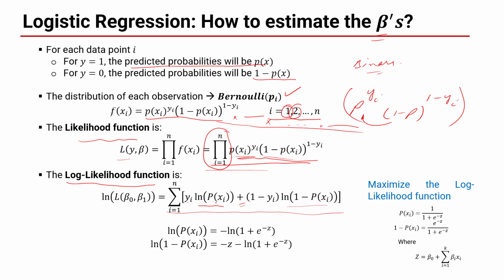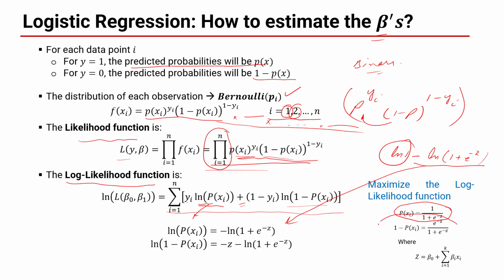Okay, so this ln probability, we can calculate with the help of this one, because we know that the probability of xi is equal to this. If I take the natural log of 1 over 1 plus e power minus z, we know that in a division it is going to be ln 1 minus ln of 1 plus e power minus z. So ln 1 is 0, and that's why the resulting value is going to be minus ln of 1 plus e power minus z.